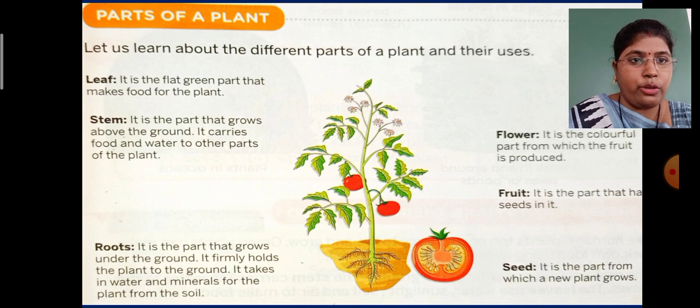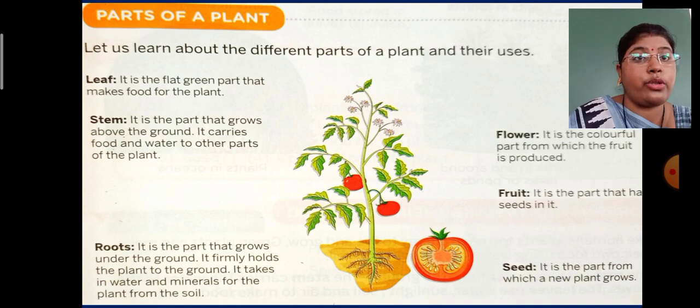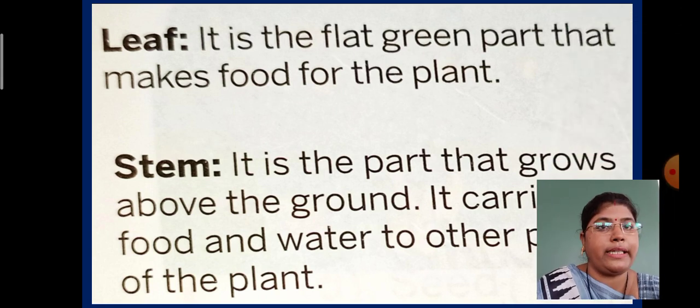Leaf, can you see the leaf? Yes, see, these are the leaves, green, okay, and then the stem, and the fruit is there, seed is there, flower is there. This is the complete picture of the parts of a plant. You have to try to draw it in your notebook, okay. So this is the picture of the different types of plants. Now we will discuss in detail.